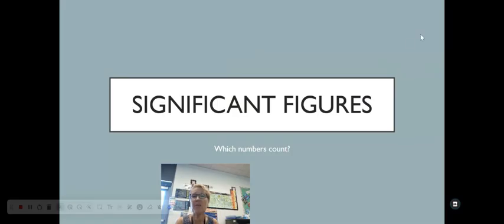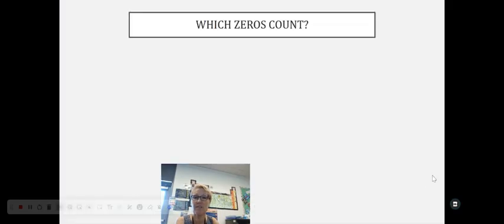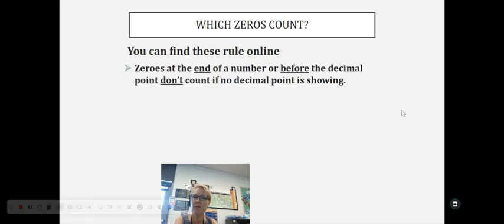Let's talk about something called sig figs, or significant figures. This is a key concept in chemistry. It has to do with, based on the lab equipment, what numbers you record as your answer. Later, if you go on into AP Chem or college chemistry, this will become an even bigger topic. You can find these rules anywhere. They're very common in chemistry. Mostly it has to do with which zeros count when you're keeping a number in the form that it's supposed to be in. First, zeros at the end of a number or before the decimal point do not count if there's no decimal point showing.